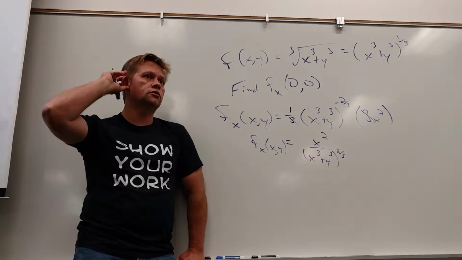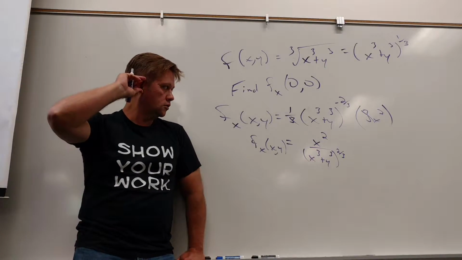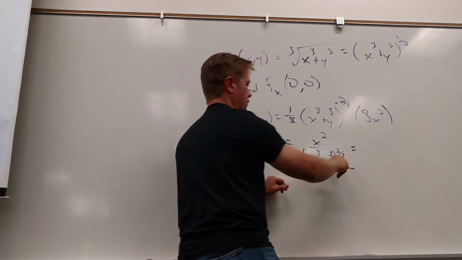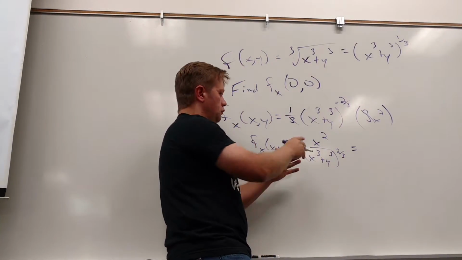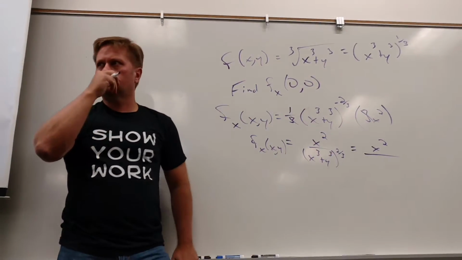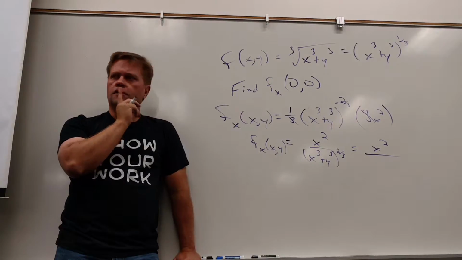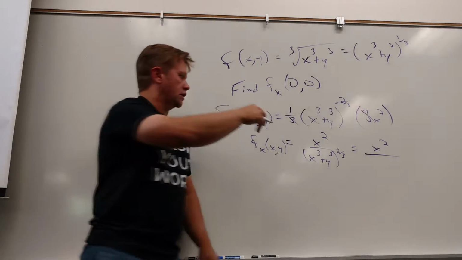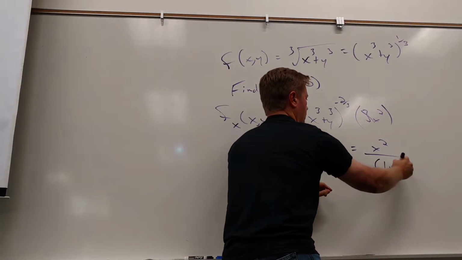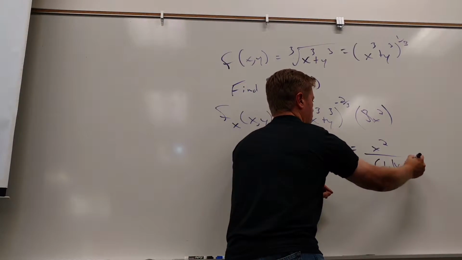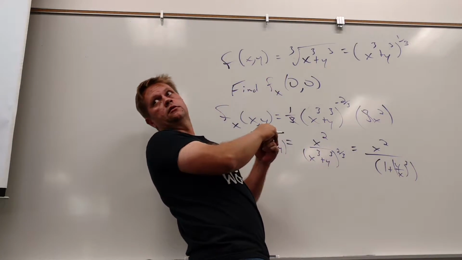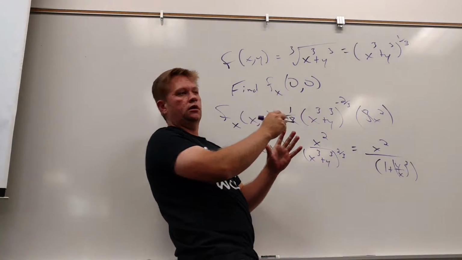So what can you do? One thing you can do is take something out from here. What would actually come out if you take an x cubed out? If you take an x cubed out, you're left with this. What did you actually take out? x cubed to the 2/3 is x squared.